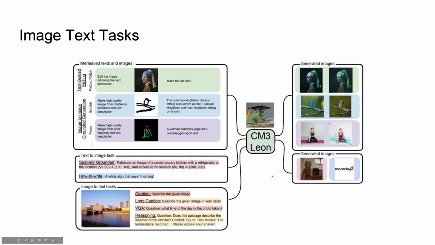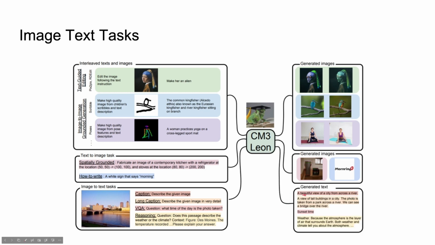And finally, we have some tasks that we're used to seeing, just some typical image-to-text tasks, including captioning, visual question answering, and reasoning. Here on the left, there is an image followed by a caption for the image, which is to describe the given image, and it'll generate a caption, which here is a beautiful view of a city from across a river. For the VQA, it's going to give a question about what time of day the photo is taken, and it says sunset time, which is a pretty good guess given the context of the image.